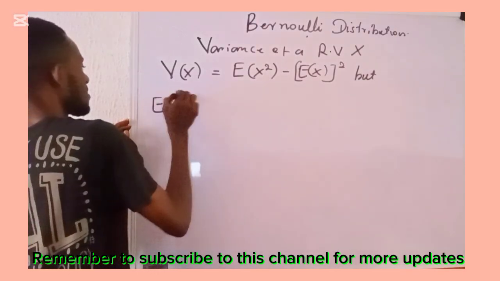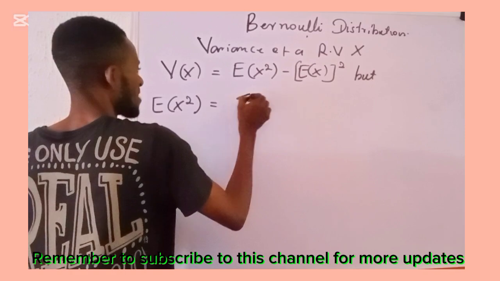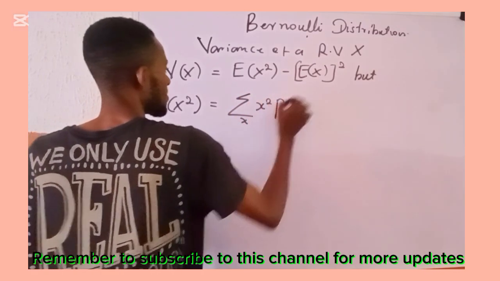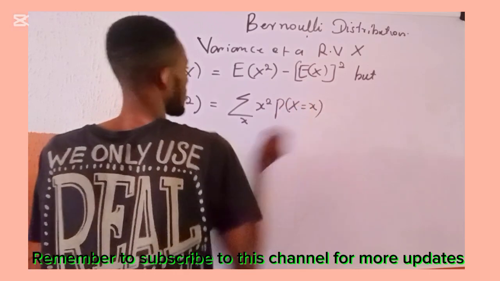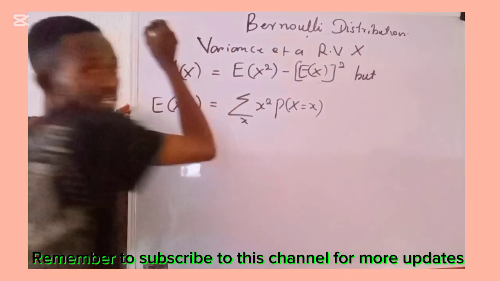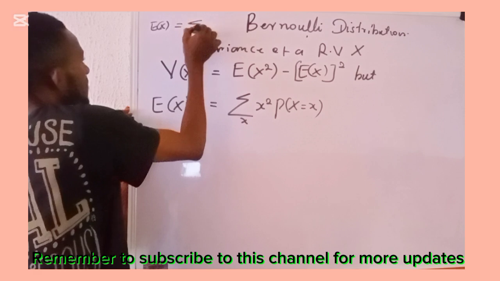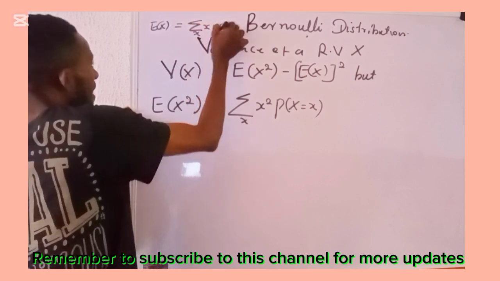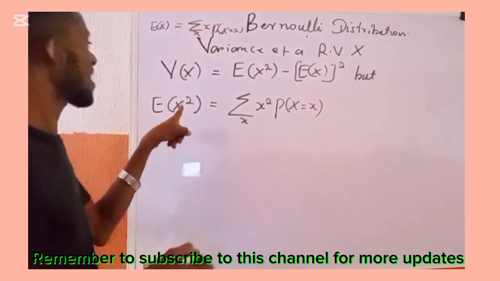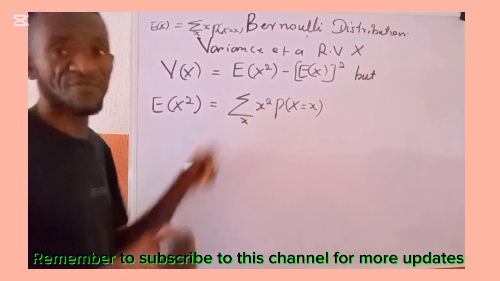Our E of X raised to power 2 should be given as summation over the range of X of X raised to power 2 times P of capital X equal to small x. Remember that when I had something like this, E of X, I say it is summation over the range of X of X times P of capital X equals X. So I took only this X here and put it here. Here we are talking about X raised to power 2. So here now, what I'm going to have is X raised to power 2.